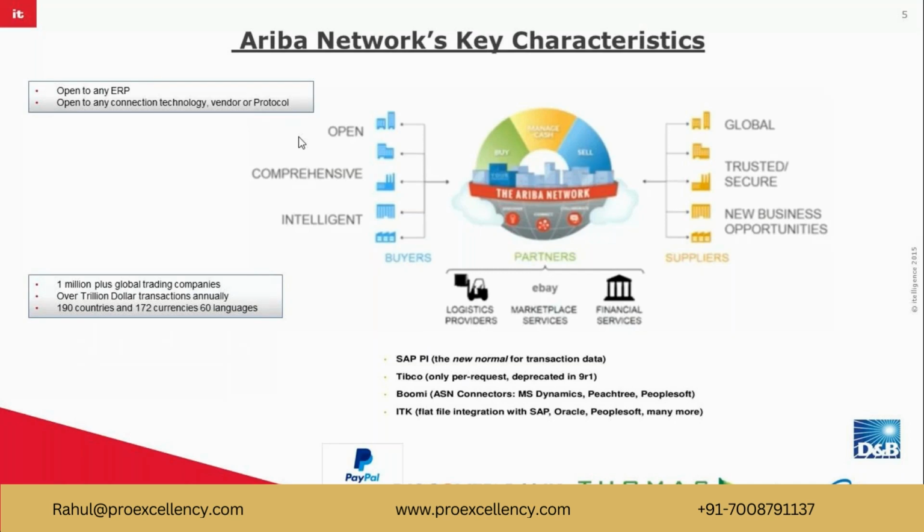So there will be no manual communications. You need not get a communication done through a cell phone or through an email. It's a collaborative platform which Ariba is offering. And there are certain key characteristics of this particular network too. We are calling this network global, trusted, and secure. For new business opportunities, we are calling it open, comprehensive, and intelligent.